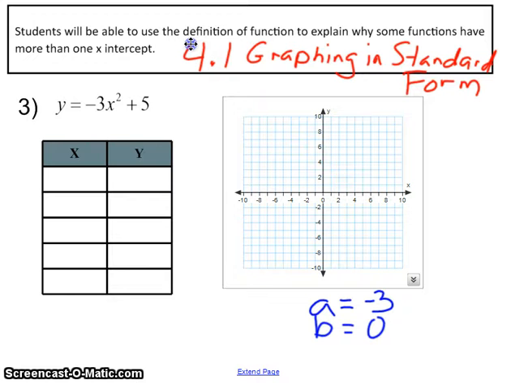C is the constant term. That's the one that doesn't have any x at all. Remember I talked about that for a few minutes the other day? The one that does not have any x is the constant term. It never changes. C is 5.